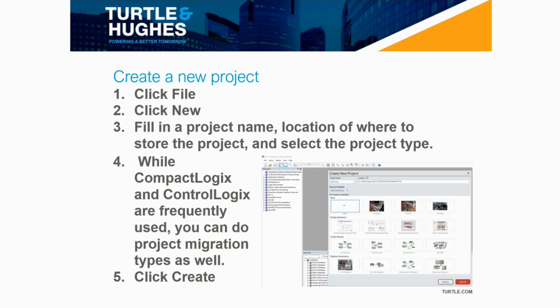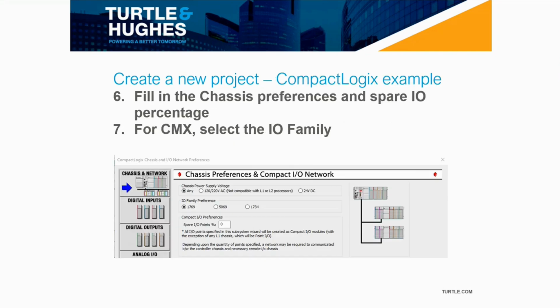Most often, I'm going to be doing something that involves CompactLogix or ControlLogix, and that's what I would then select. I've now given a name, a location, and I've selected the type of project I'm going to work on. So I'm going to go ahead and click on Create. When I've started that creation process, you're going to come up with a set of screens that are going to walk you through how I want to lay this thing out.